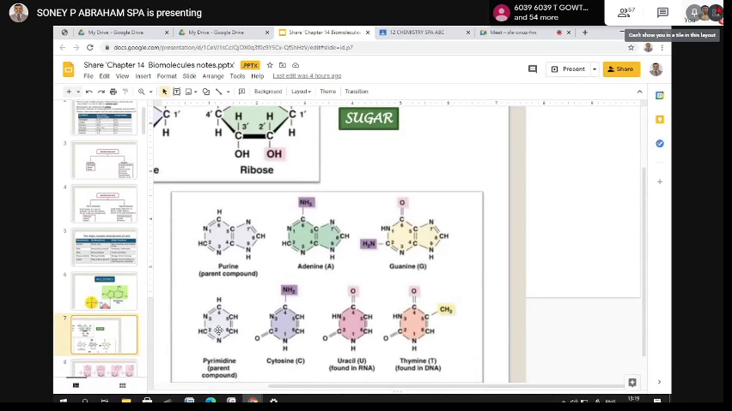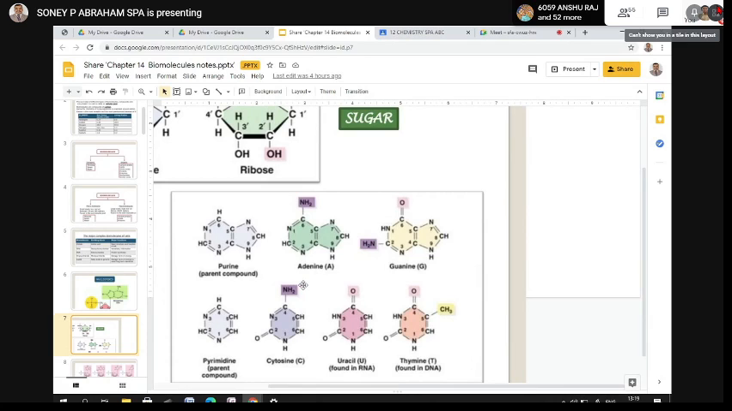Then you have adenine and guanine, which are derivatives of purine. You see the difference. Here NH2 is removed. Adding an NH2 group at the 6th position of purine, it becomes adenine. And if at the 6th position you have a double bond O, and an NH2 group at the 2nd position, then it becomes guanine. So you will have two purine nitrogen bases, adenine and guanine.